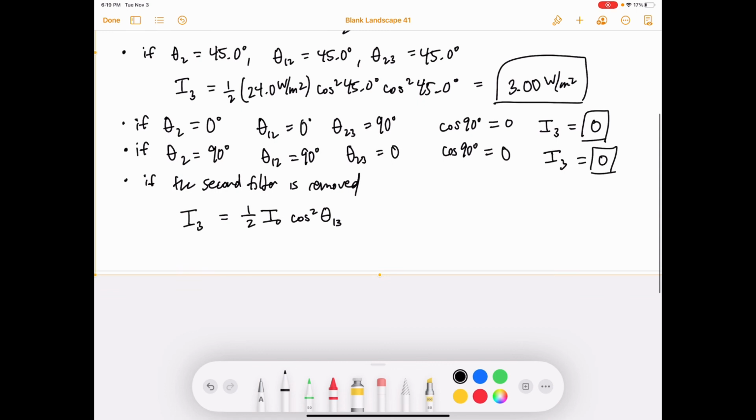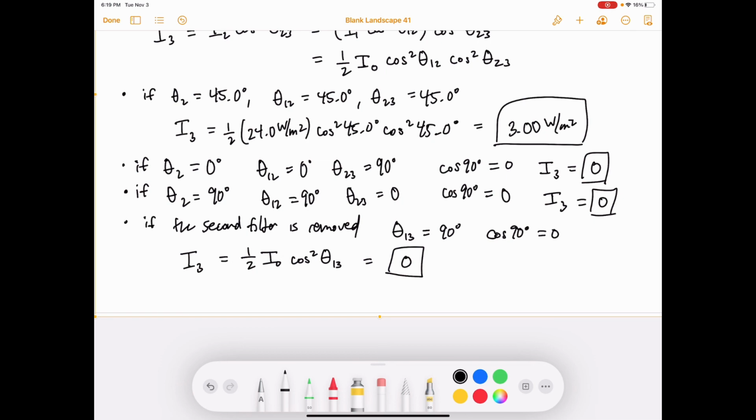But here's the thing. Filter 1 and filter 3 are at 90 degrees to one another. So once again, we're going to get 0 transmitted intensity because of the fact that cosine of 90 degrees is equal to 0. So that's how these examples work out.